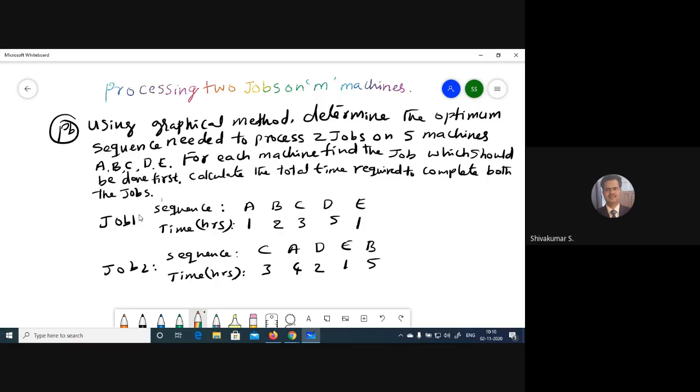Similarly, take job 2. Job 2 also has a sequence, that is C, A, D, E, B. Job 2 should be processed in this sequence only. You have five machines. The processing should be done first on C, then on A, then on D, then on E, then on B. And the time required on each machine in hours is: C requires 3 hours, A 4, D 2, E 1, and B 5.